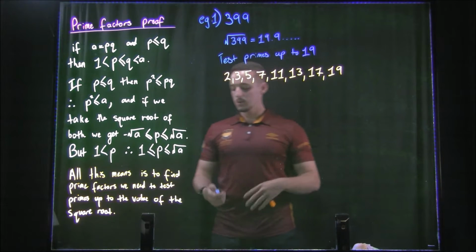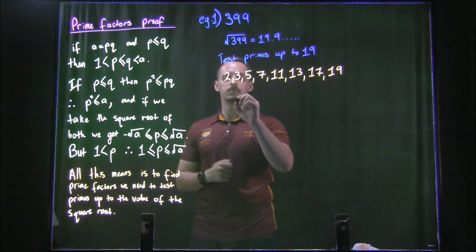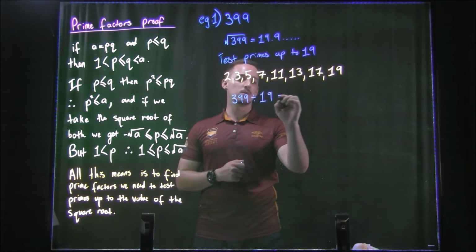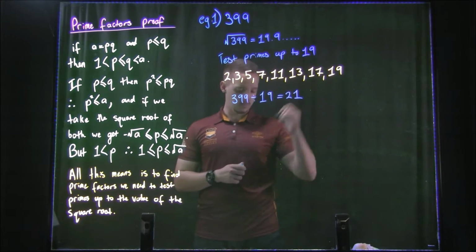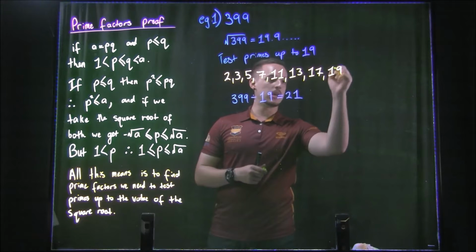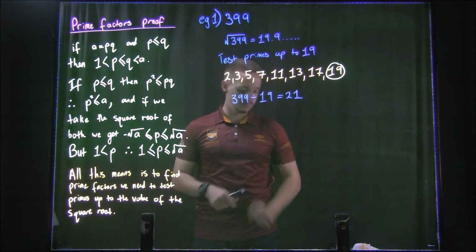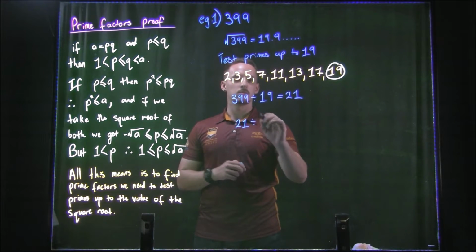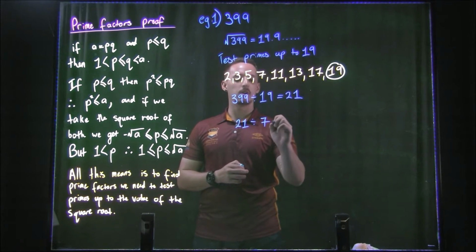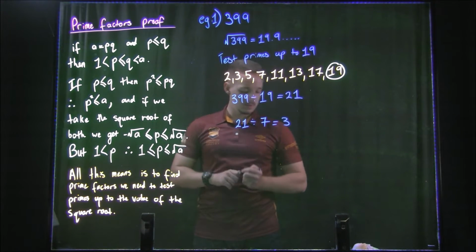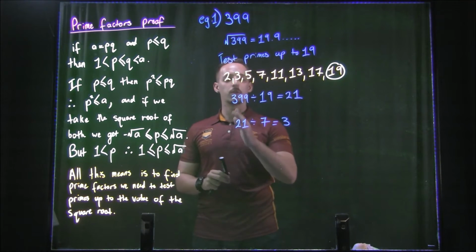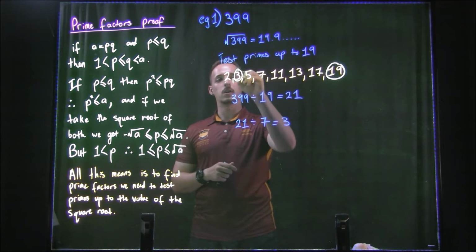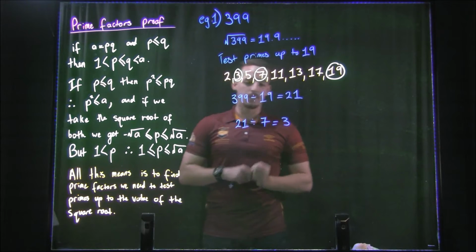And I like to work backwards. So then I'll take my 399 and I'll divide that by 19, which gives me 21. So I can then say, okay, 19 is one of my factors. Then 21 divided by 7, another number it can be divided by, equals 3. So I can then also say, okay, if 399 divided by 19 is 21, and 21 divided by 7 is 3, then 3 and 7 are also prime factors.